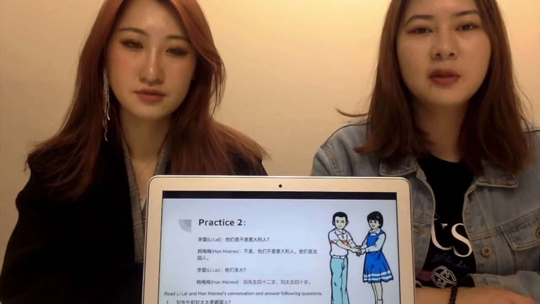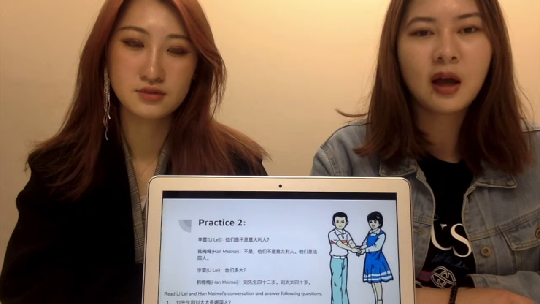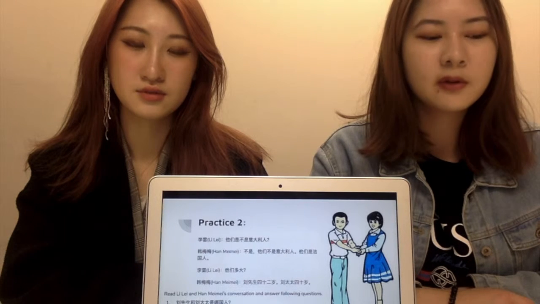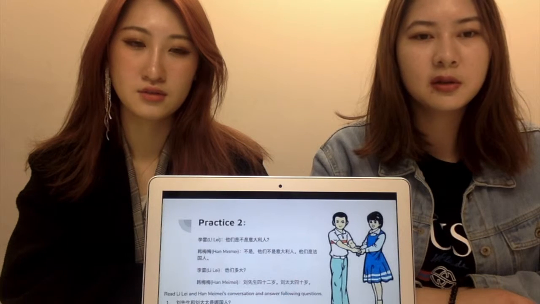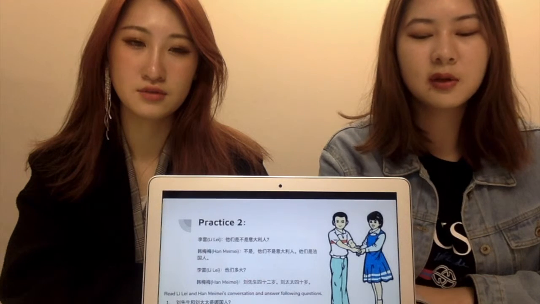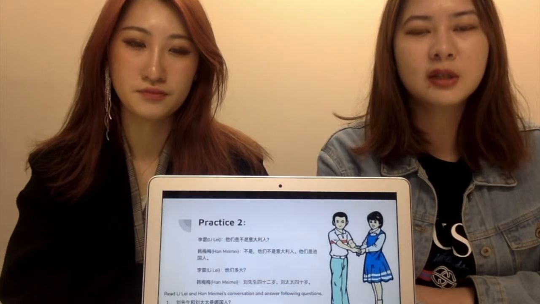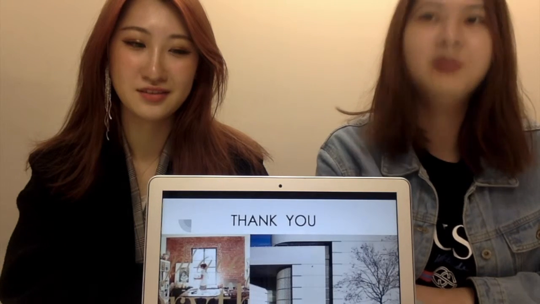Li Lei: 他们是不是意大利人? Han Meimei: 不是，他们不是意大利人，他们是法国人。李雷：他们多大？Han Meimei: 刘先生42岁，刘太太40岁。For the first question, 刘先生和刘太太是哪国人? Please refer to Grammar 4. 刘先生和刘太太是法国人。For the second question, 刘太太多大? Please refer to Grammar 3. 刘太太40岁。Well, that's all for today's lecture. Please do more practice after today. Okay, thank you.